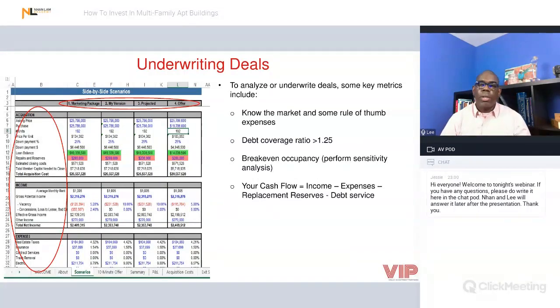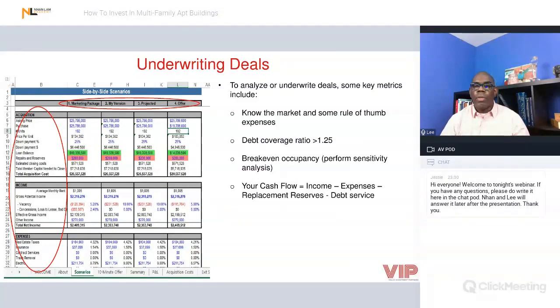And when you're in the green zone, that means that the numbers have started to work out in your favor. But some of the things that you're going to want to know is that you have to know the rule of thumb expenses for that market, right? Is it really high on taxes and things of that sort? What is the debt service coverage ratio? Basically, how much income is available, right, after all of the expenses have been paid? That is the debt service coverage ratio.